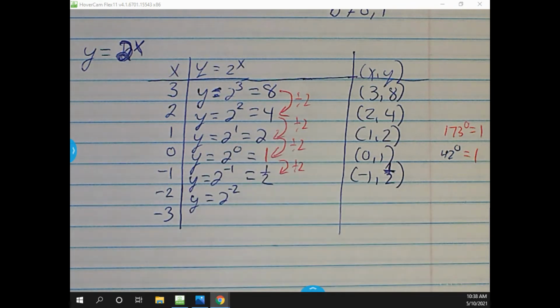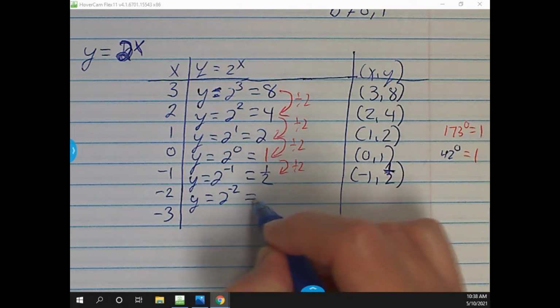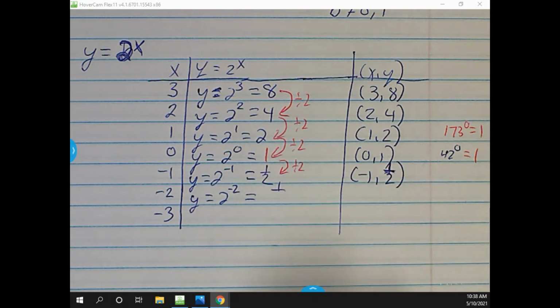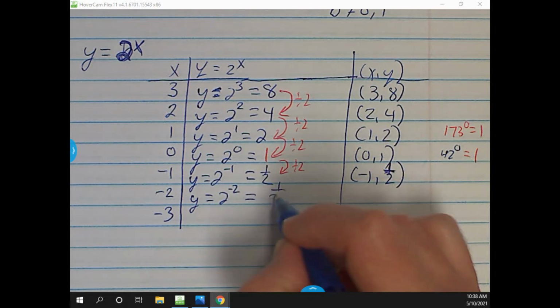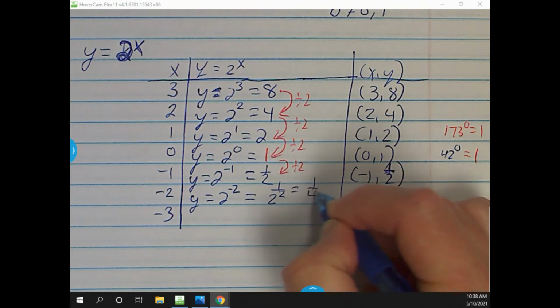All right, and basically here's what it is. If you have a negative exponent, you can take whatever that number is and the power, everything that's here, and the negative means it's going to be a fraction. So it's going to be 1 over, and then you can just rewrite this number like it is with the negative off of it. So it's 1 over 2 squared, but 2 squared would be 4, so that's going to be 1 over 4.